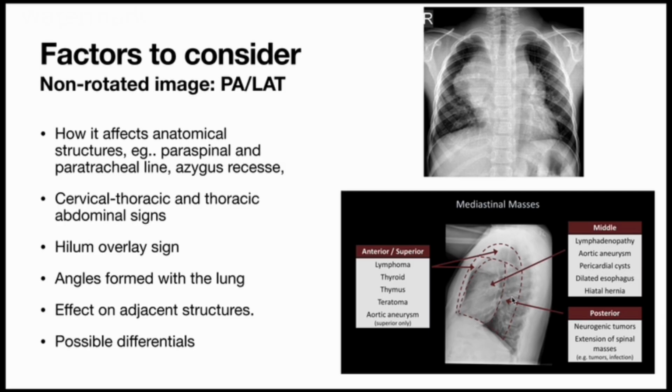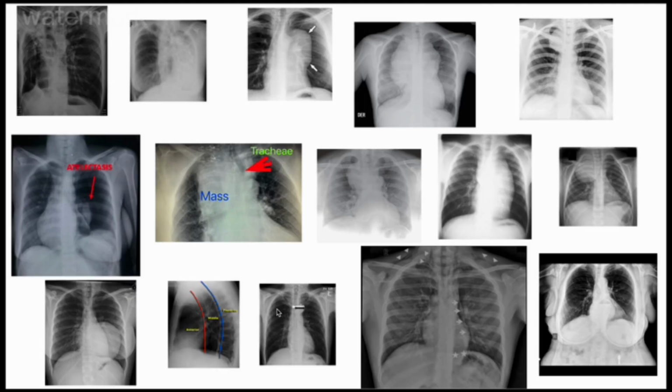In the posterior, because we have mainly the neurogenic structures, the neurons and the nerves, one would suspect a neurogenic tumor. So the location of the lesion may narrow down the differentials.